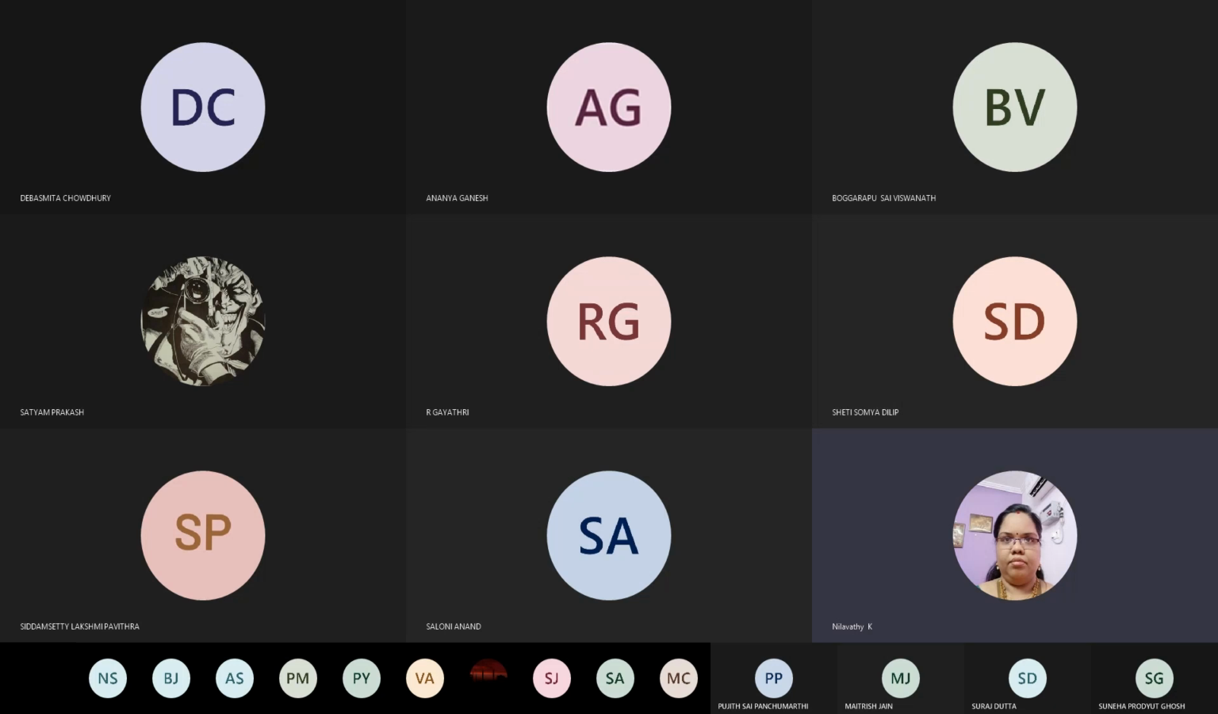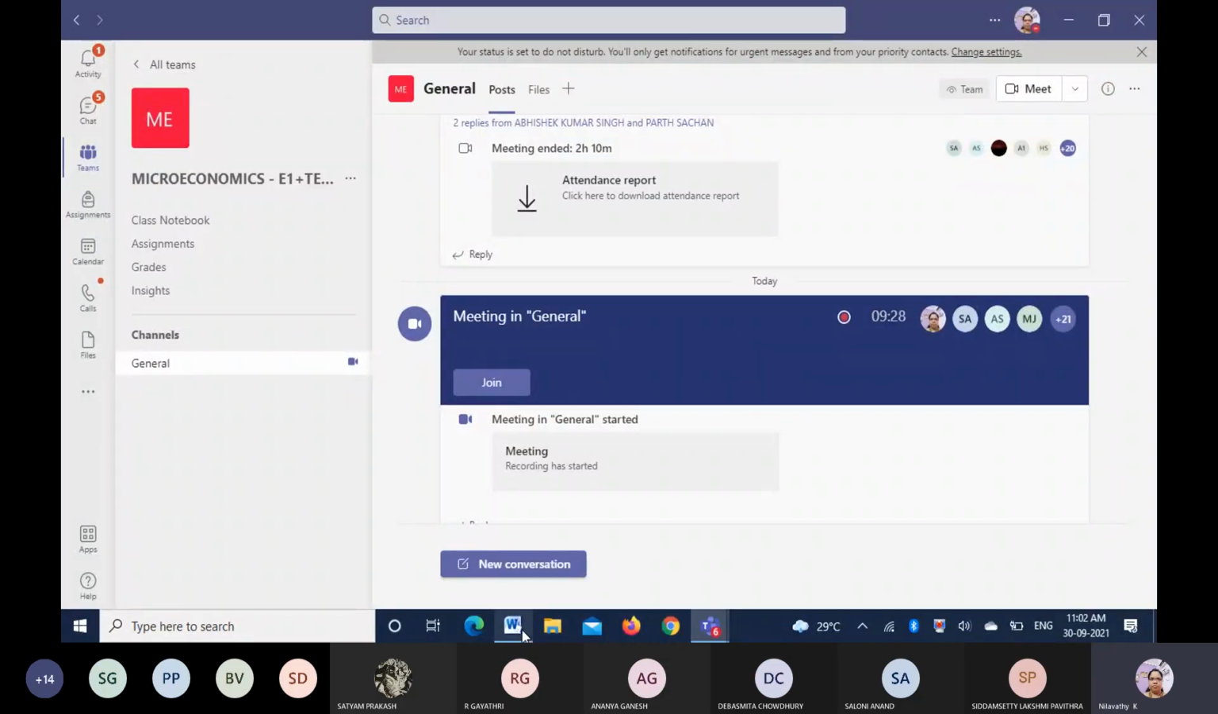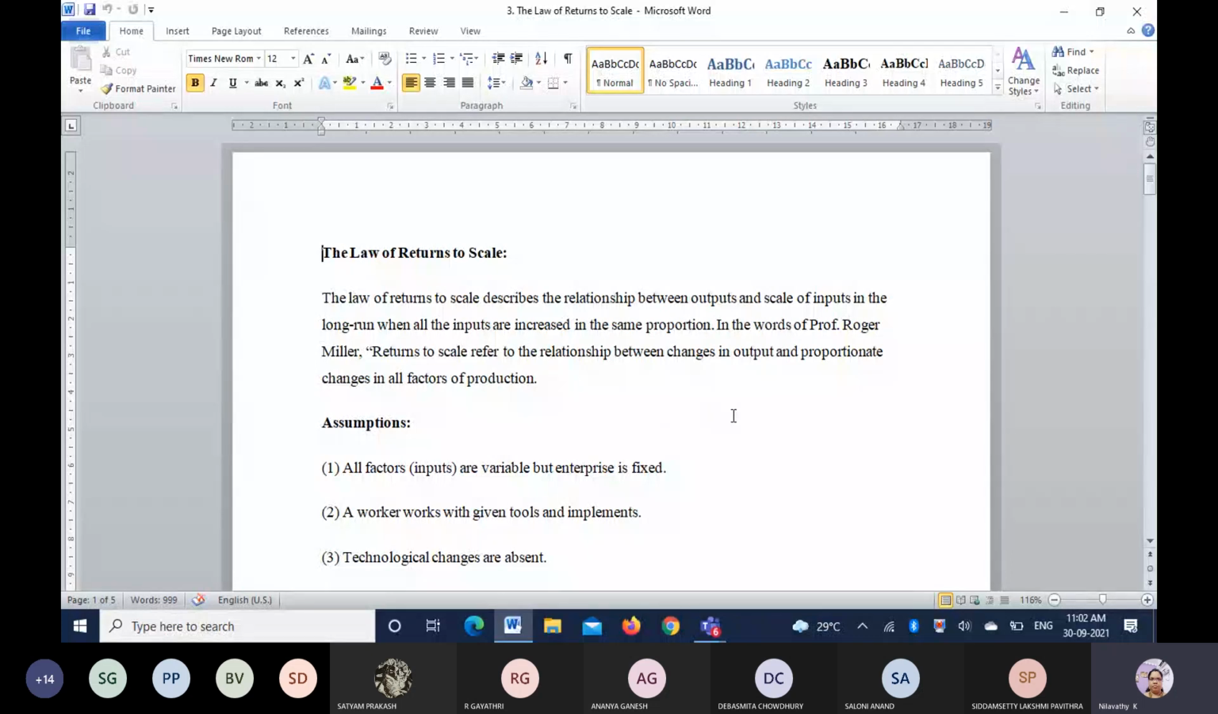Okay, so I have started the class, started the recording. So today we will see another theory on production function. Okay, so this is law of returns to scale.